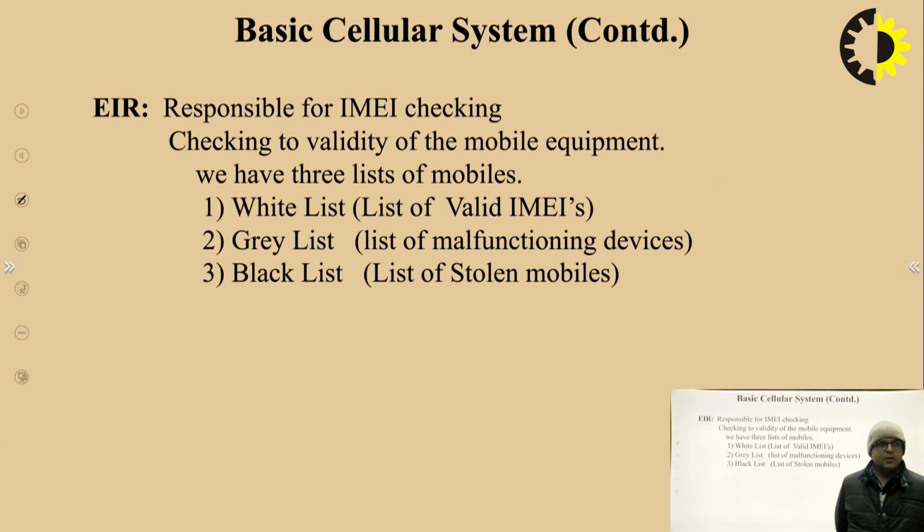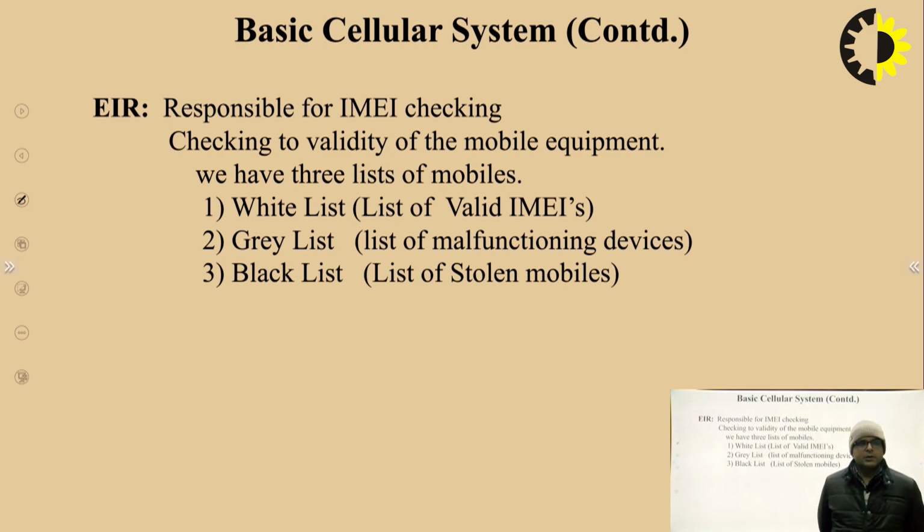And the last component of the MSC is the EIR, which is responsible for IMEI checking. It basically checks whether a mobile which is subscribing to the services or demanding the services is appropriate or not. It makes three lists of mobiles.